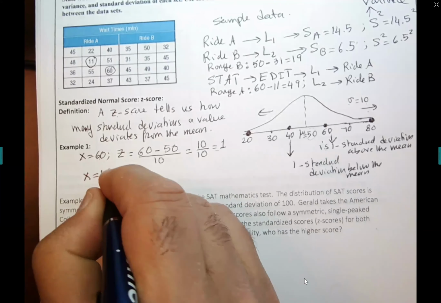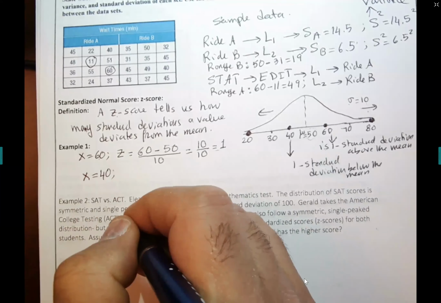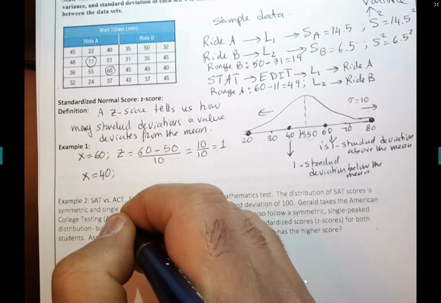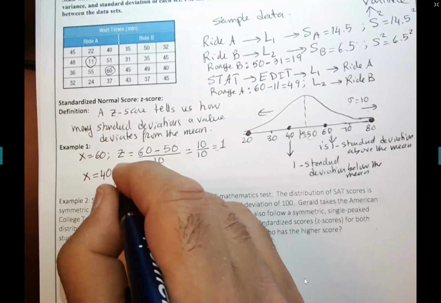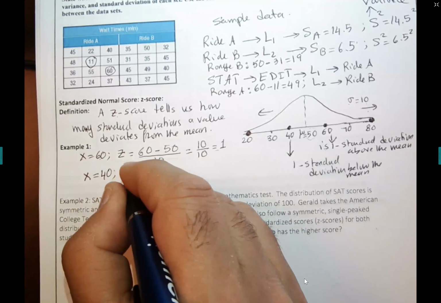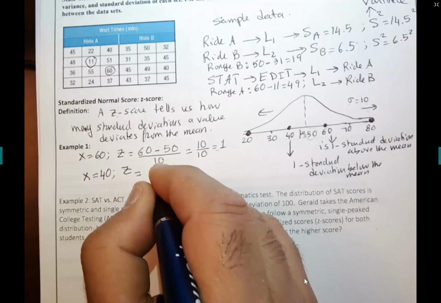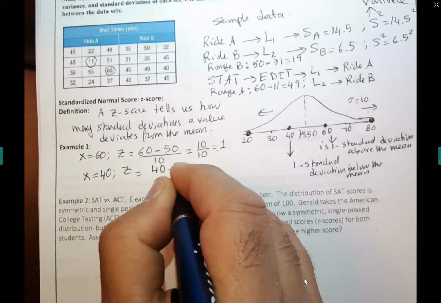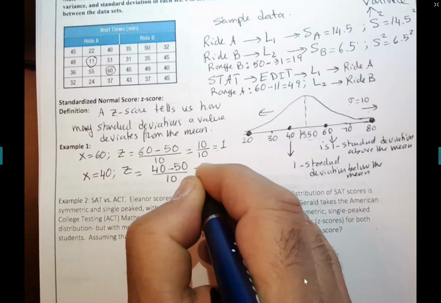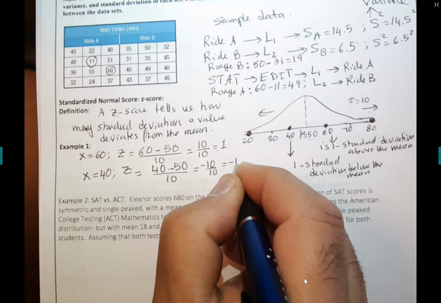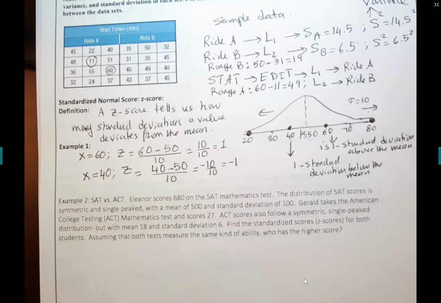What do you guys think the z-score is going to be here before I calculate this one? This is one standard deviation below the mean. Would you agree with me that it's going to turn out to be -1? Watch. You put the value first, which is 40 minus 50 divided by 10, which is -10 divided by 10, which is -1. That is called the z-score.